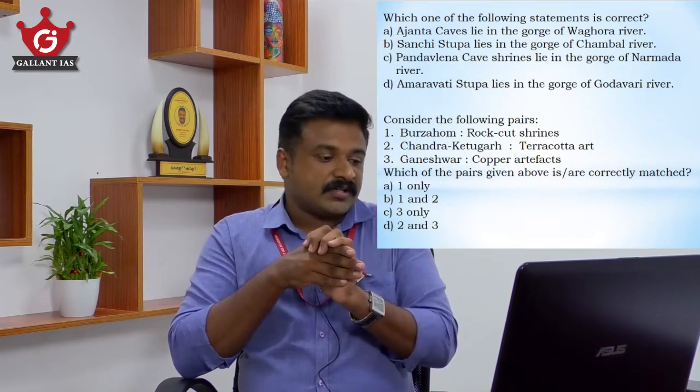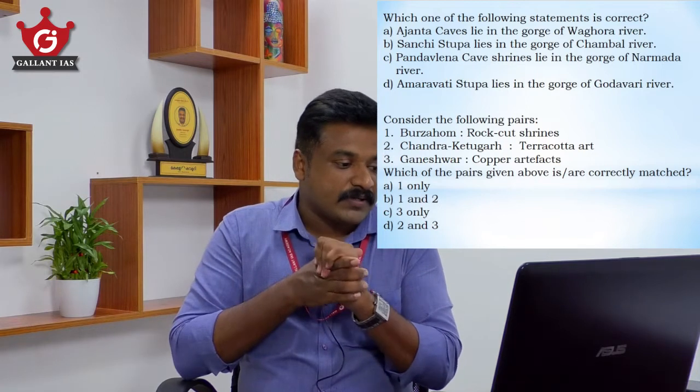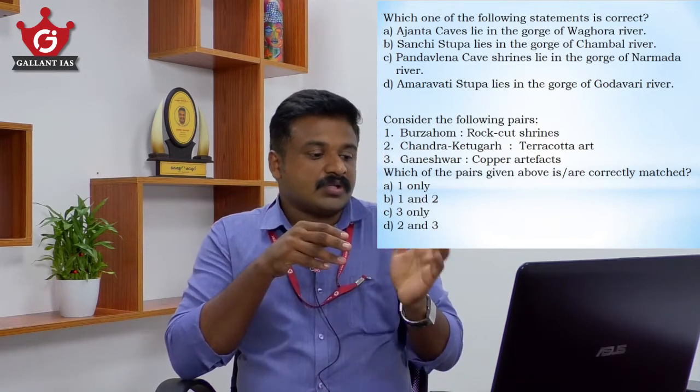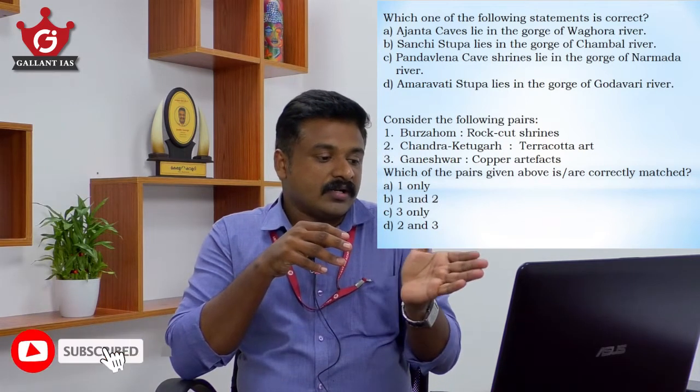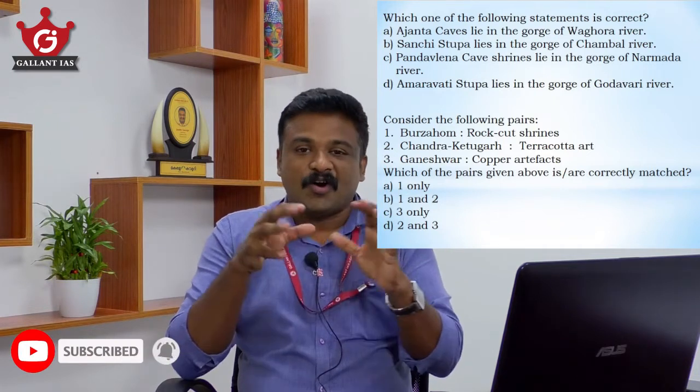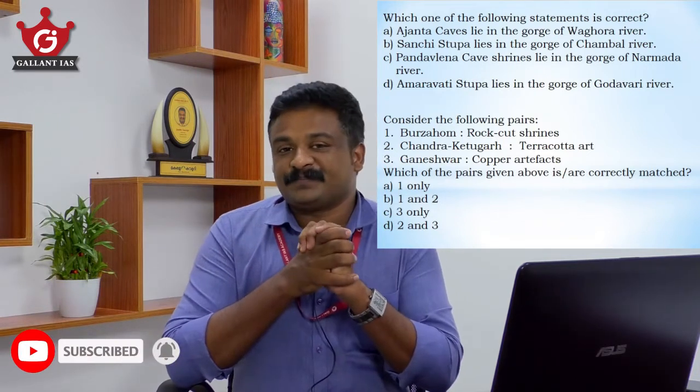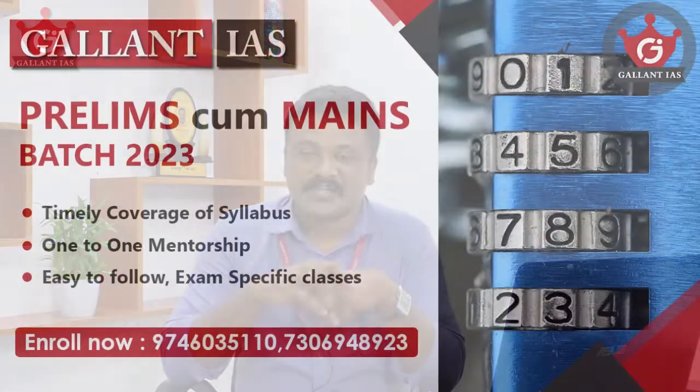That's another question. Then there is a question: consider the following pairs: Barzom, Chandraketugarh, Ganeshwar. See, all these are cultural sites. Match-the-pair type questions are there, statement type questions are there, factual questions are there. So around 10 marks you can gain from such site related questions. These cultural sites you actually cover in history optional too.